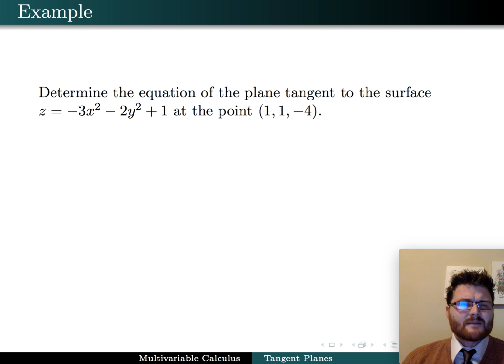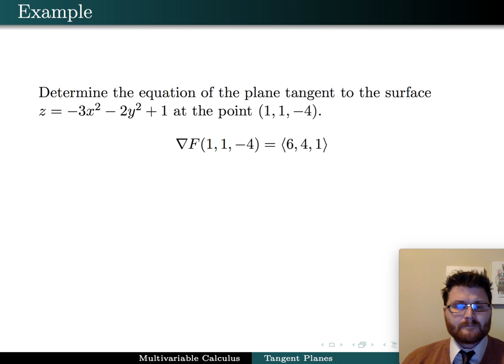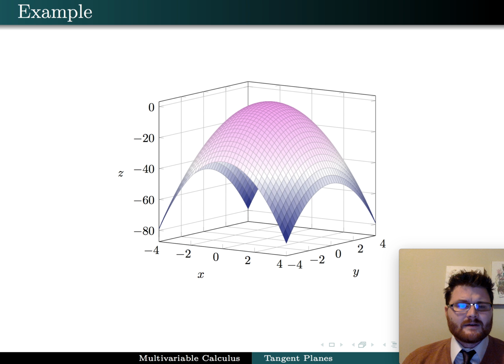So let's practice. Take a moment and make sure you can find the equation of the plane that's tangent to the surface described by this function at the given point (1, 1, -4). If I didn't mess anything up, we should find that the gradient at that point is given by the vector (6, 4, 1). And so that means we can write down the equation of the tangent plane with this equation. The picture of that surface looks like this, and there's the point that we're curious about. And here's the tangent plane at that point.